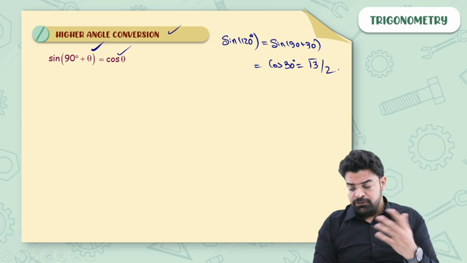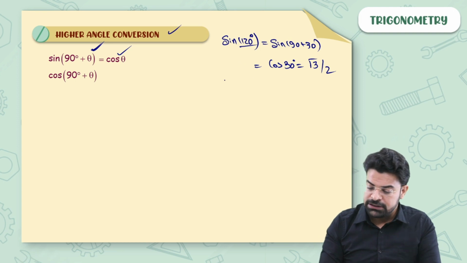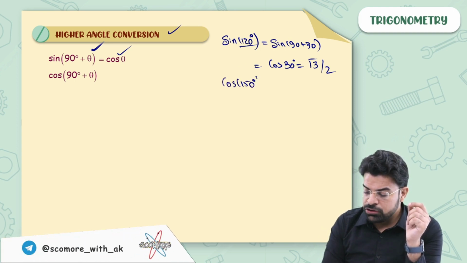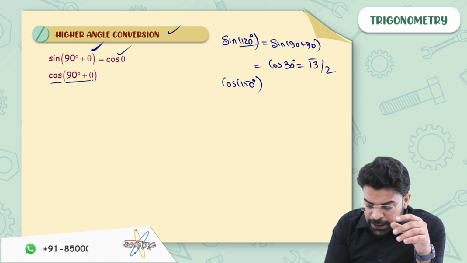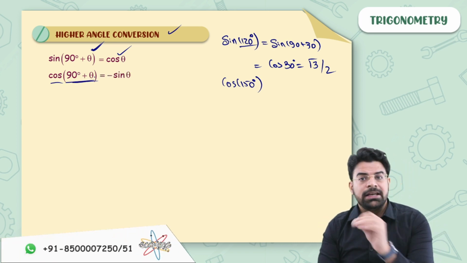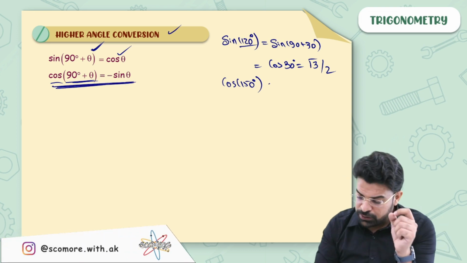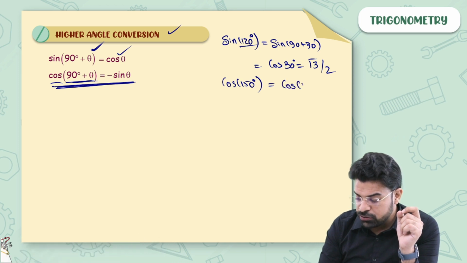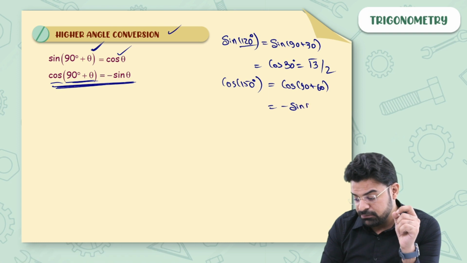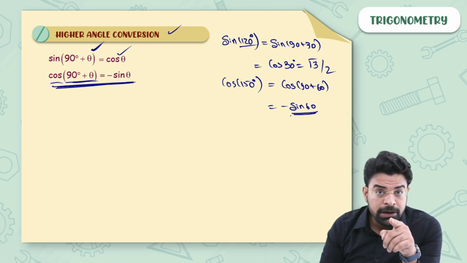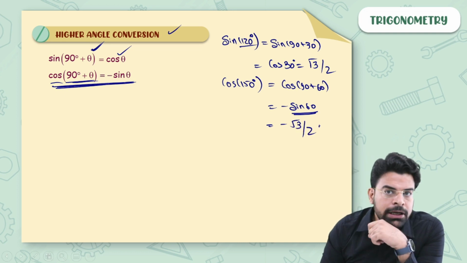Similarly, if rather than finding the sine of a higher angle, you need to find the cos of a higher angle, let's say, for example, you need to find cos 150 degree, this trigonometric identity will help you. Remember that cos of 90 plus theta equals minus sine theta. So you can say cos of 150 degree is same as cos of 90 plus 60. Cos of 90 plus 60 is minus sine 60. And sine 60 is root 3 by 2, but there is a minus in front. So you get cos 150 as minus root 3 by 2.